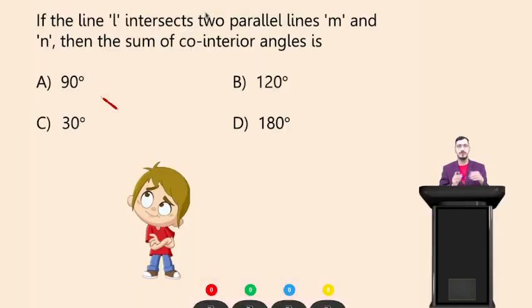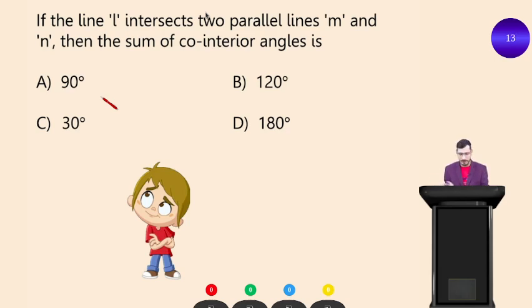Okay, now it's question time. I have a question for you. If the line L intersects two parallel lines M and N, then the sum of co-interior angles is, and I am giving you 30 seconds. Which option is correct here? Option A 90 degree, option B 120 degree, option C 30 degree, and option D 180 degree.